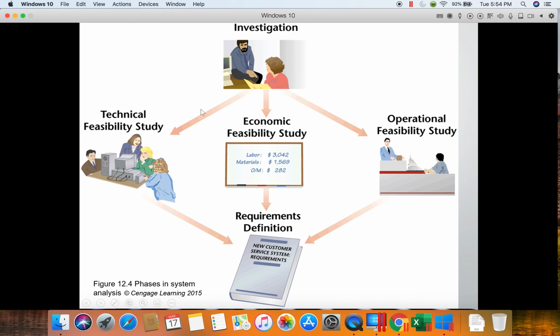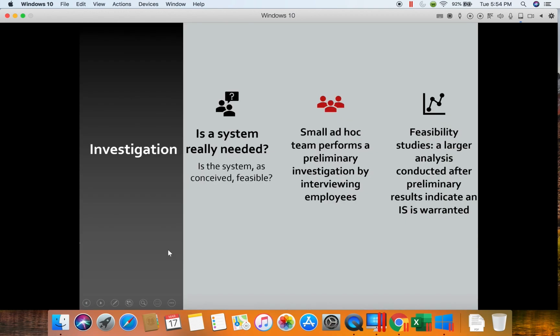So this gives you a visual. We start out investigating what the options are. Then we look at what we want. Is it feasible in all 3 of the feasibility areas? And then finally that leads us down to the system requirements, what we want the system to do. So during the investigation, which is the first step in systems analysis, we determine whether there is a real need for a system and whether the system that we think we need is feasible.